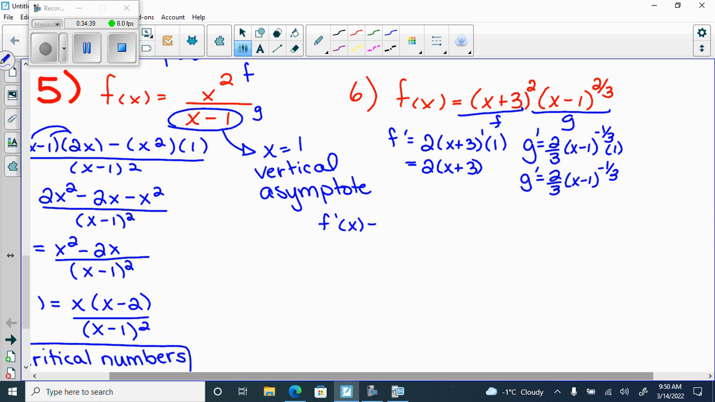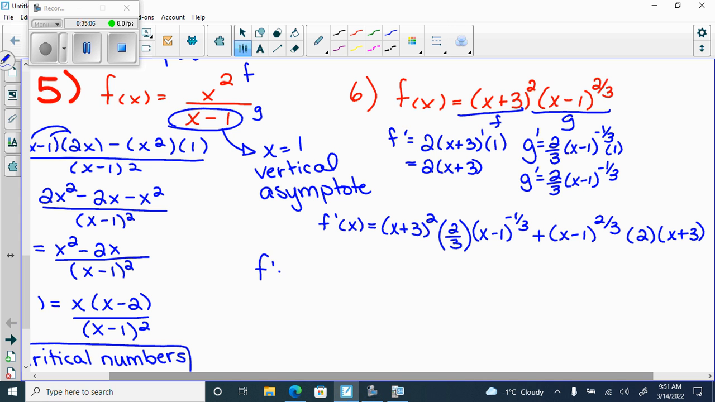So f prime of x equals f, which is x plus 3 squared, times g prime, which is 2/3 times x minus 1 to the negative 1/3, plus f times g, which is x minus 1 to the 2/3, times f prime, which is 2 times x plus 3.